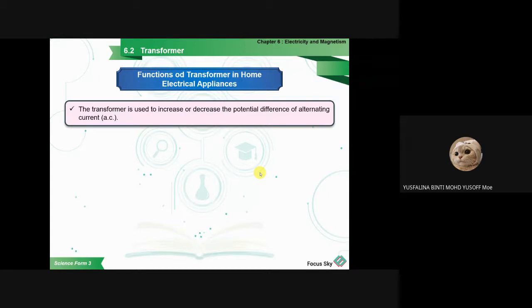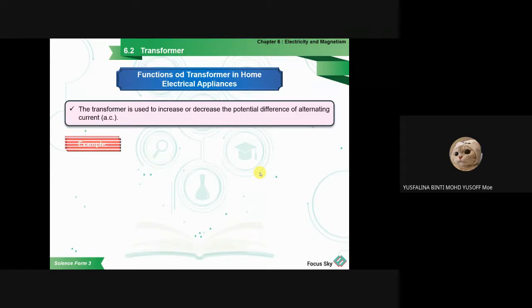So let's say your phone, your handphone. It does not use 240 volt, right? Sometimes they only use like 6 volt, or sometimes like 20 volt, to charge the phone. So you don't need 240 volt to charge your phone. That's why we need to have a transformer. It will decrease the voltage so you can use it to charge your phone.